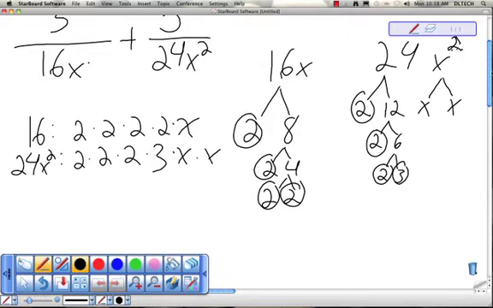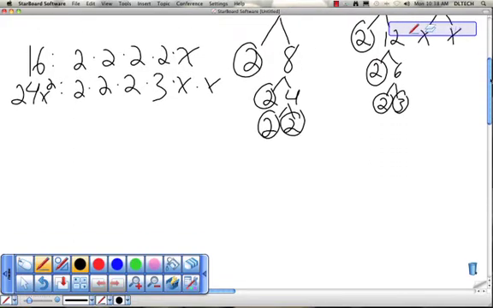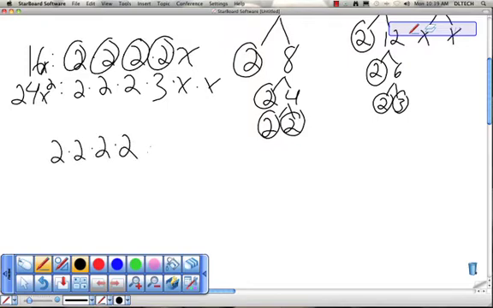And so now, in order to get the LCD, we're going to look at these prime factors of 16x and 24x squared. And we're going to take the highest number of times each factor appears. So we're going to take the highest number of 2's between both of them, and that's 4. There's 4 2's. So we write that down. Now we're going to take the highest number of 3's, which there's only 1, so we just write 1. And now we're going to take the highest number of x's, and there's 2. And so we write that down.